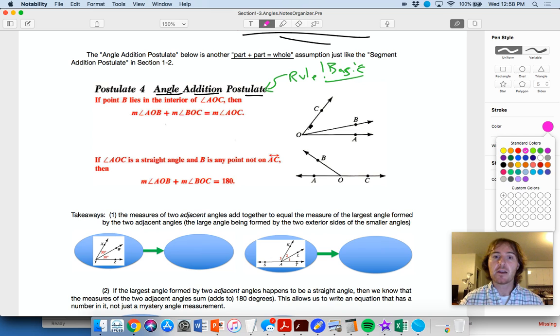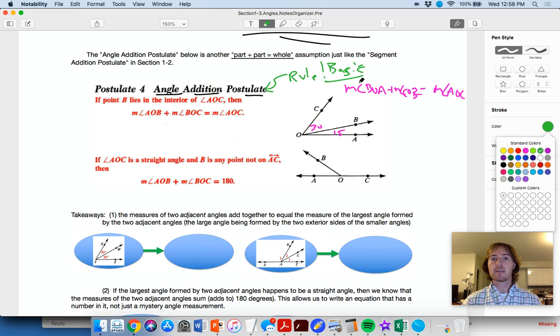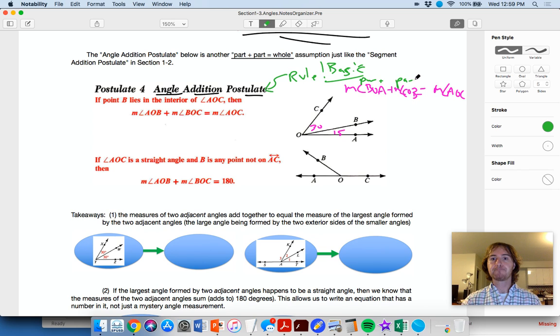Okay, so for this one here, if I knew that this was 30 degrees and this was 15 degrees, I can take to get measure of angle AOC, right there, I can follow this postulate here. If I see angles next to one another, I can take the part of it, which is measure of angle BOA, and add to it the measure of the angle that's right next to it, which is measure of angle COB, and that's going to give me the larger angle right here. Once again, this is a part plus part equals whole assumption kind of rule, okay?